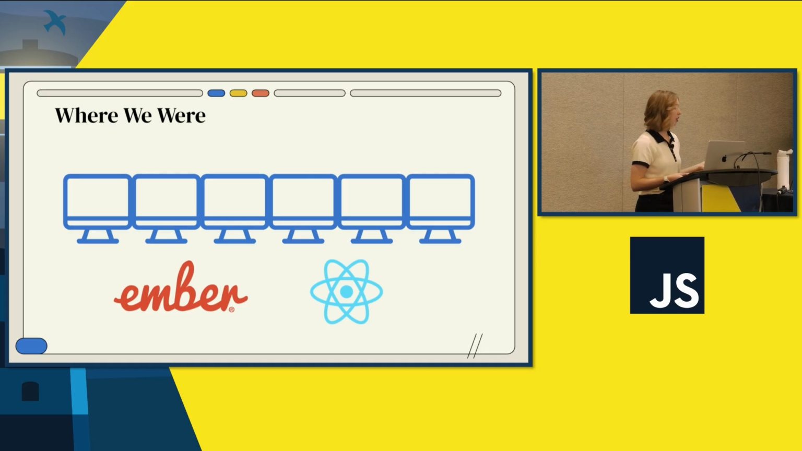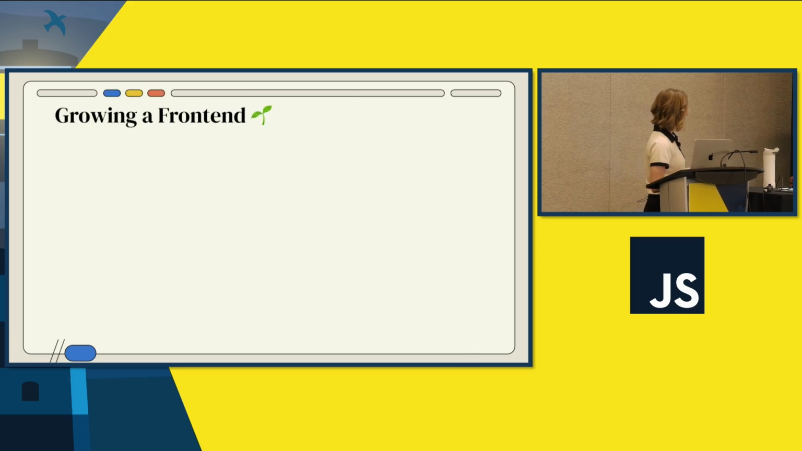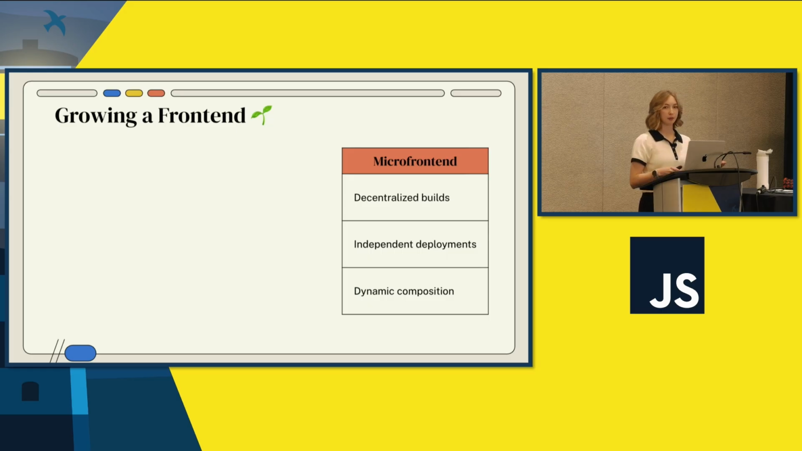Now, as you might have guessed from the title, we solved this problem with micro front ends. But before we dive into those details, I want to make sure we're all on the same page about what I mean by a micro front-end architecture. So we're going to think about some front-end architectures with the builds, deployments, and the composition of the application. For micro front-ends, we have decentralized builds, where we probably have code split into different repositories. We have independent deployments, so each micro front-end can be deployed separately. And then there's dynamic composition.